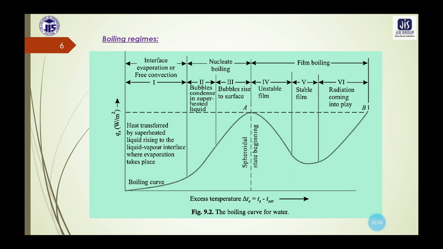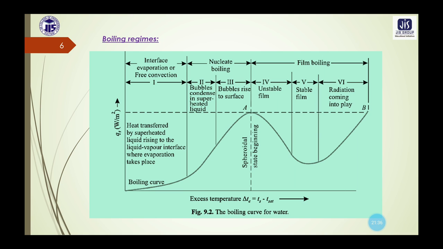So next, at the end of zone 3, zone 4 starts, which is the film boiling, and zone 4 is known as the unstable film. This film boiling comprises zones or regions 4, 5 and 6. Now the trend of increase of heat flux with increase in excess temperature is observed up to region 3, where we have seen that when the excess temperature increases in the x direction, the heat flux also increases up to point A, that is the maximum heat flux or the critical heat flux.